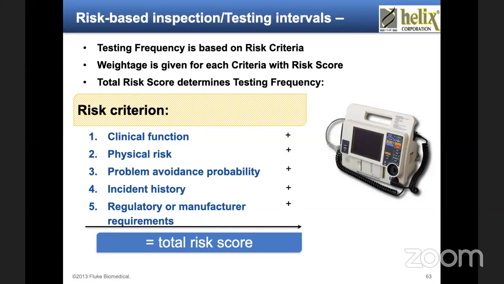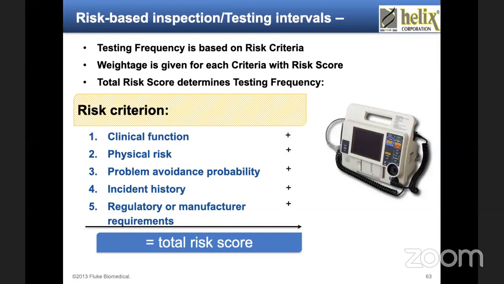Incident history. Was there any incident before where the ventilator failed and the patient died? Yes. Regular manufacturer: do they say that the machine is to be checked for its performance? Yes. OVP is a procedure in the operation manual that tells at what frequency the machines are to be tested. So the sum gives you a total risk score.